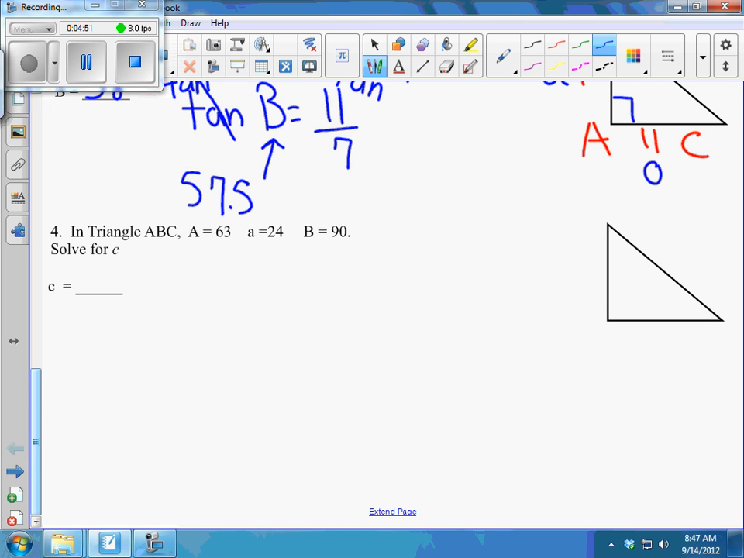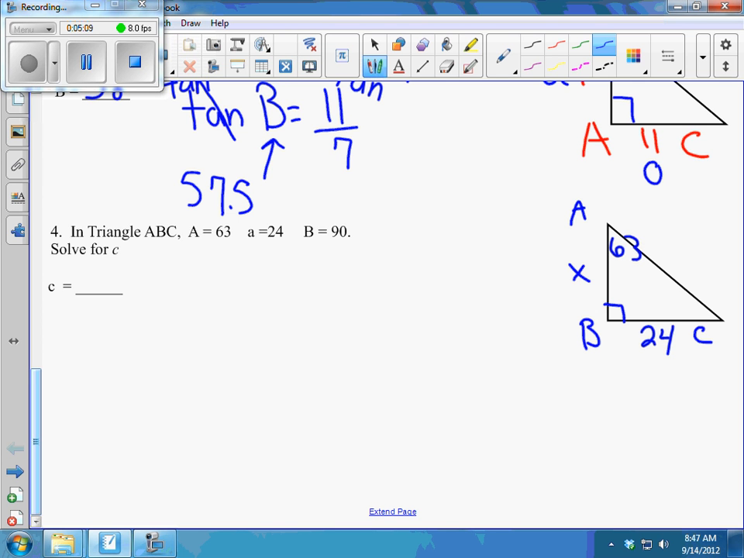Again, the first thing I'm going to do is create my picture. So B is now my right angle. So I'm just going to put A and C over on the right. I know that big A is 63. I know that little a, opposite of it, is 24. And when I look at what I'm supposed to find here, it says solve for c, so this is what I'm looking for.